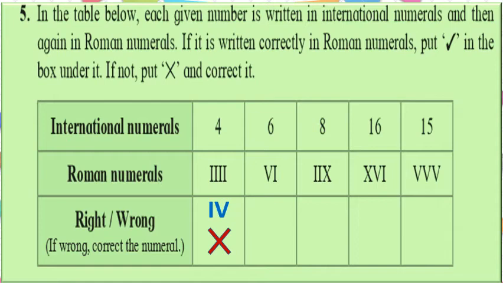6 means V, I. Yes, dear students, according to the third rule, this is correct. Now we'll move to the third column, that is 8. I, X. Yes, you know that this is the wrong one, because only one time we can write I to the left of a bigger number according to rule number 3. Sorry, according to rule number 4, correct? So this is wrong.